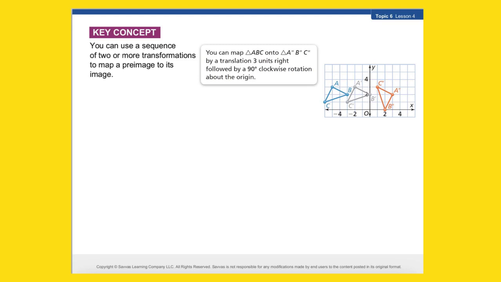This is your key concept on page 330. You can use a sequence of 2 or more transformations to map a pre-image to its image. I just want to caution you to make sure you're being very precise. What are you doing? How much? Which way? Pretty much covers it.